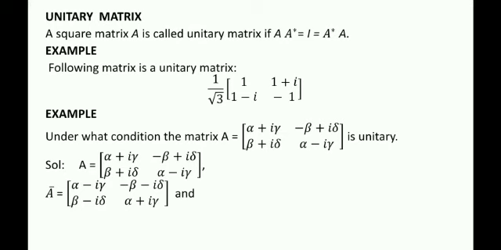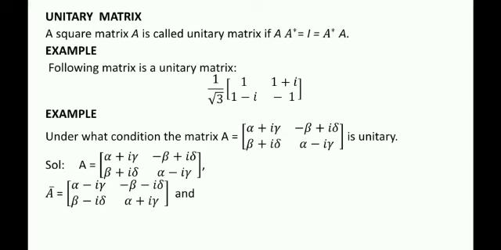Next example is: under what condition is the matrix A equal to alpha plus iota gamma, minus beta plus iota delta, beta plus iota delta, and alpha minus iota gamma unitary? If this matrix is unitary, then A into A star or A star into A will be the identity matrix. So first of all, we will find out A star.